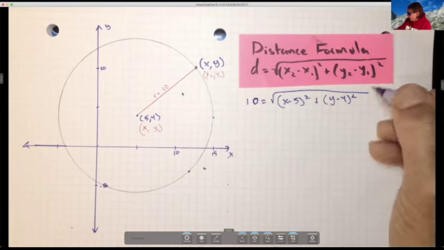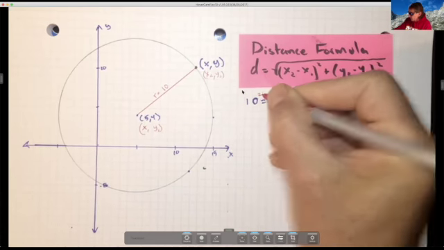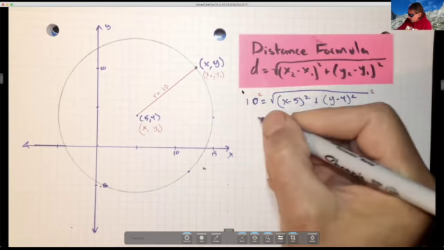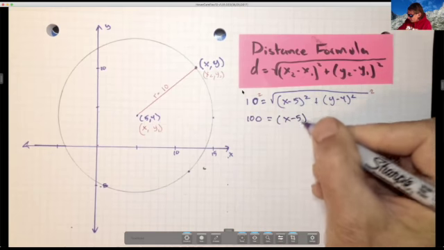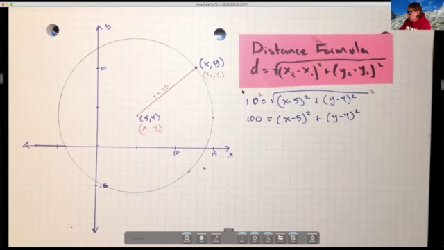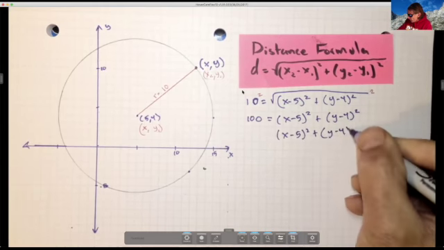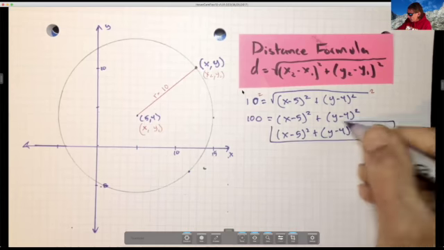Now, if I want to get rid of the square root, it might simplify things a little bit. I would get 100 equals x minus 5 squared plus y minus 4 squared. Normally, we put the radius on the right-hand side, and that would be the equation of this circle.